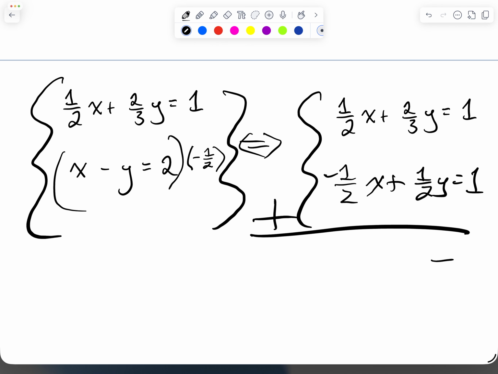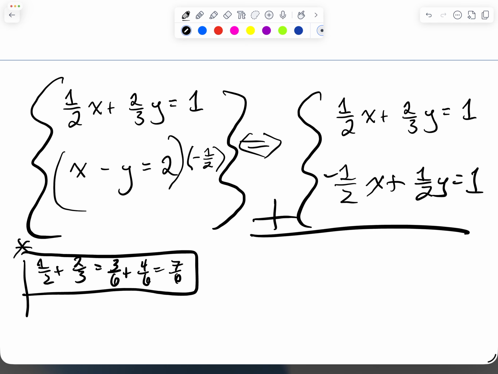7/6. Should I have left that for you, for the reader? Right? Let's go ahead and do that. It'll be like a side quest. 1/2 and 2/3 is the same as 3/6 and 4/6, which is 7/6. Doo-doo-doo-doo-doo, and a little star, right? Cool. So adding, those go away.